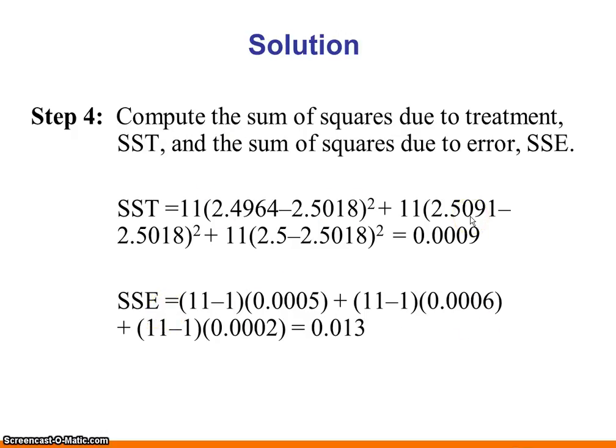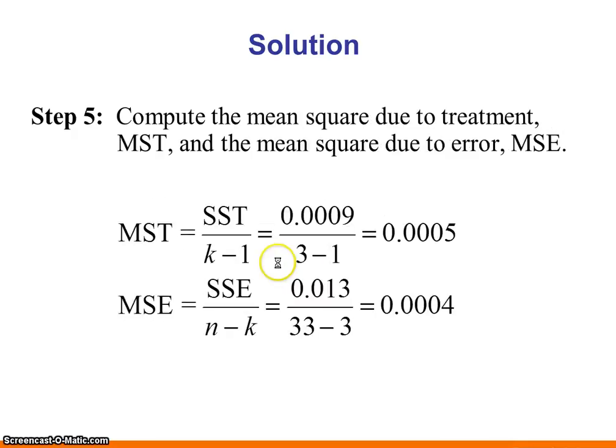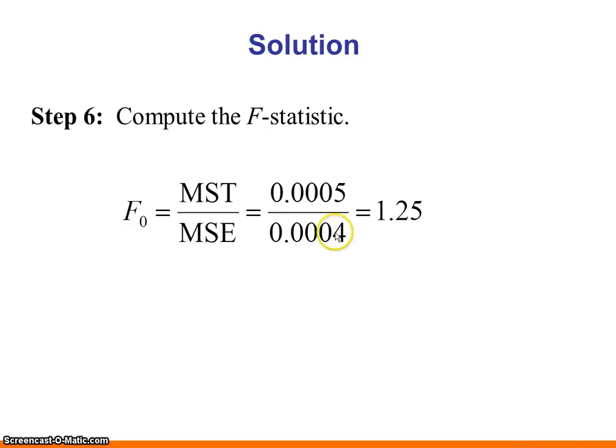And again, these formulas are given on page 626 in your book. And then finally, divide the SST by k minus 1 to get this, and to compute the MSE, divide the SSE by n minus k, the total number of samples minus the number of categories you have. So you had 3 years for each one of the pennies, and that will give you that number. And then finally divide these two last numbers. So divide 0.005 by 0.004, and that will give you, in this case, a value of 1.25.